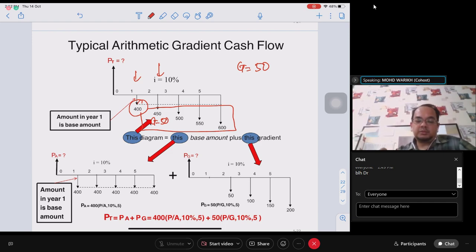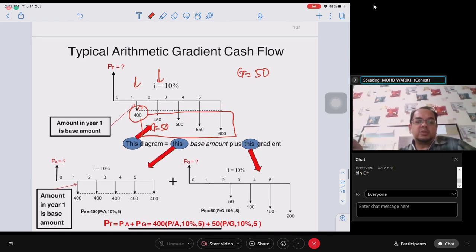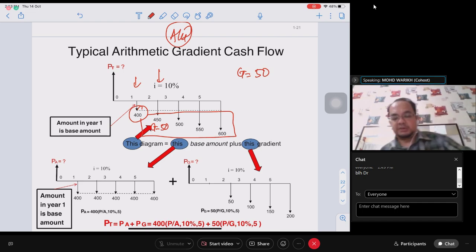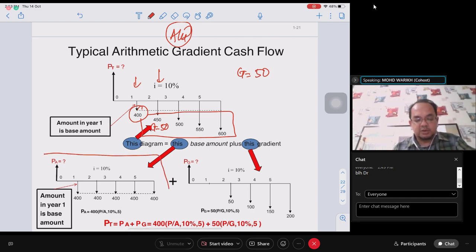So to calculate the arithmetic gradient, AG, it is divided into 2 calculations. Before, when we discussed PF, FP, PE, FE, they were just one shot. The calculation was just one shot. They give the formula, you refer to the table, and you get the numbers. But for the AG, it is calculated in 2 sections. The first one is the usual one, the normal one.